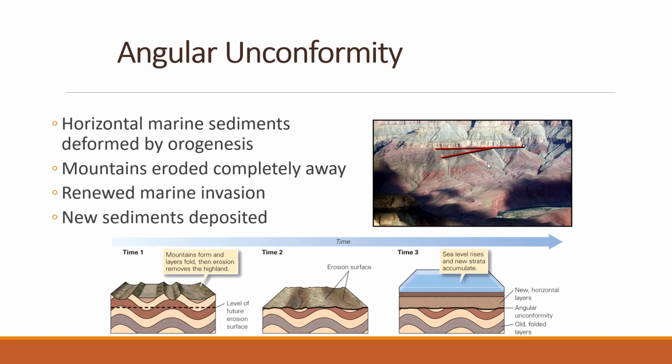This can also happen if we just have tilted and then eroded and then redeposited as well. An angular unconformity is anywhere where we have a distinct difference in the bedding planes, in the dip, the angle of the planes across the contact.